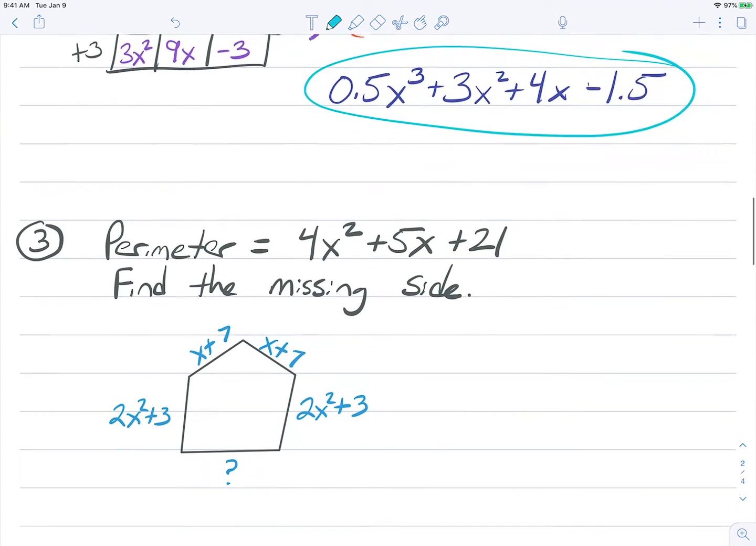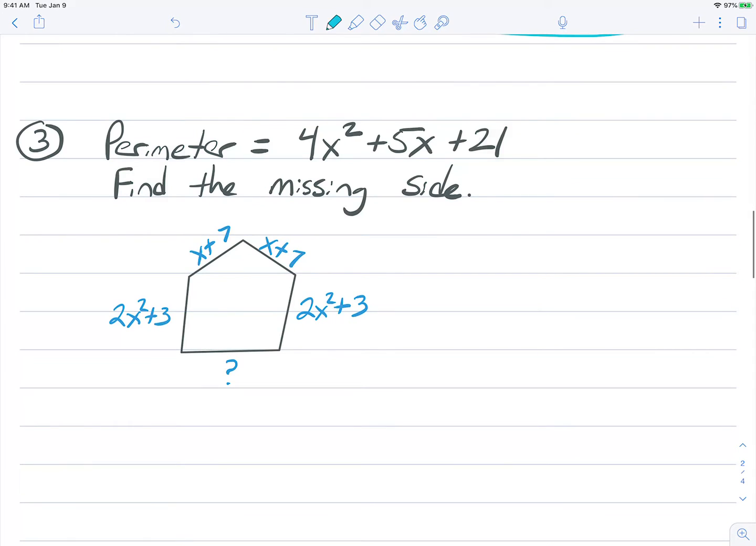Okay, one more type of problem. This is what your last 2 problems on your assignments are going to look like. What you're given is the perimeter, but you're asked to find a missing side. So what you want to do first is add up what you know.